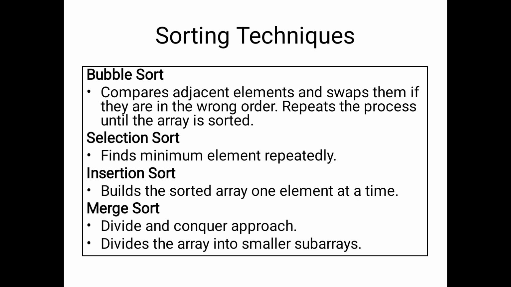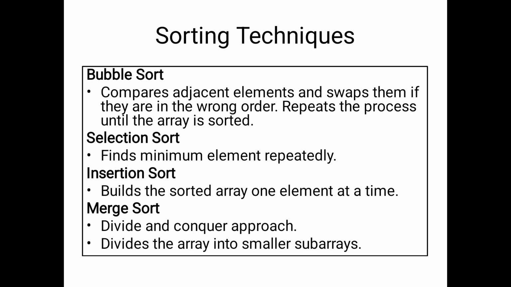The next one is sorting techniques. In sorting techniques, there are bubble sort, selection sort, insertion sort, and merge sort. These are used for arranging the elements in a sequence, such as ascending order. Bubble sort compares adjacent elements and swaps them if they are in the wrong order. It repeats the process until the array is sorted.